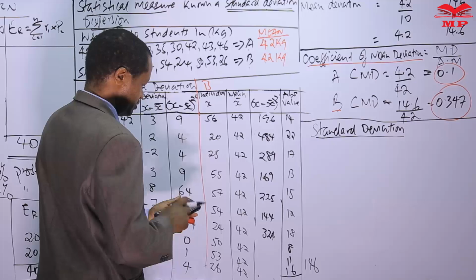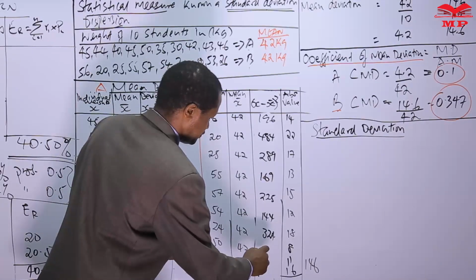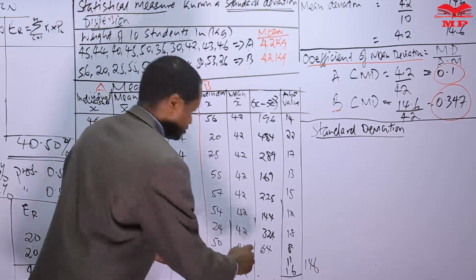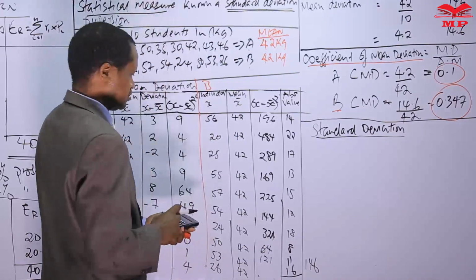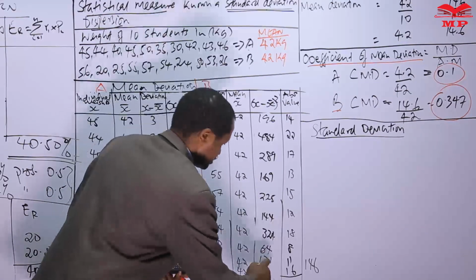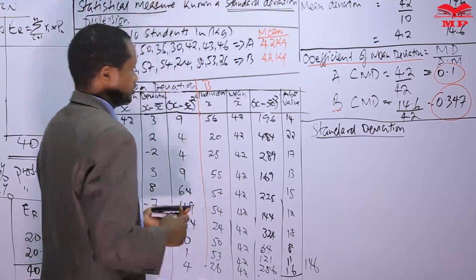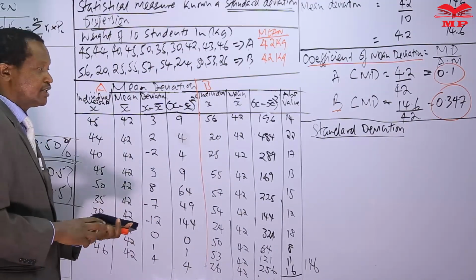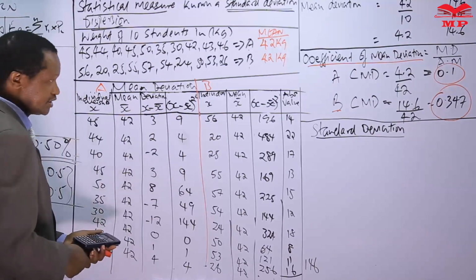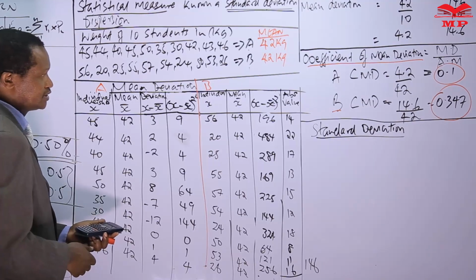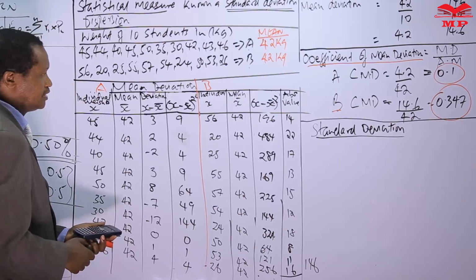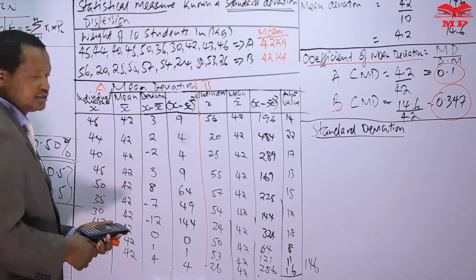8 squared is 64. 11 squared is 121. 16 squared is 256. We square the deviations, and by so doing you do away with the algebraic signs, so that is an important stage in determining the standard deviation.